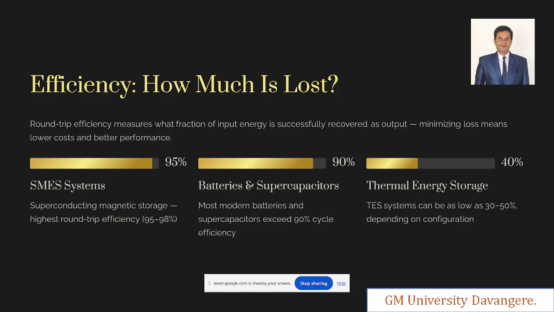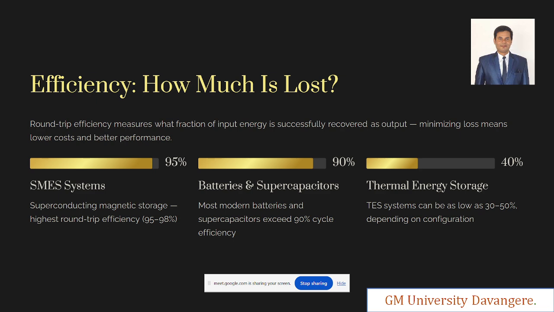Minimizing the losses means lower cost and better performance. If you see superconducting magnetic energy storage, there is a high cost but a high efficiency, that is 95 to 98%, right. When you talk about the batteries and the super capacitor, it gives an efficiency of almost 90%. When you talk about TES, that is thermal energy storage, right, it will have a very low efficiency, which depends upon the design of your configuration, right.